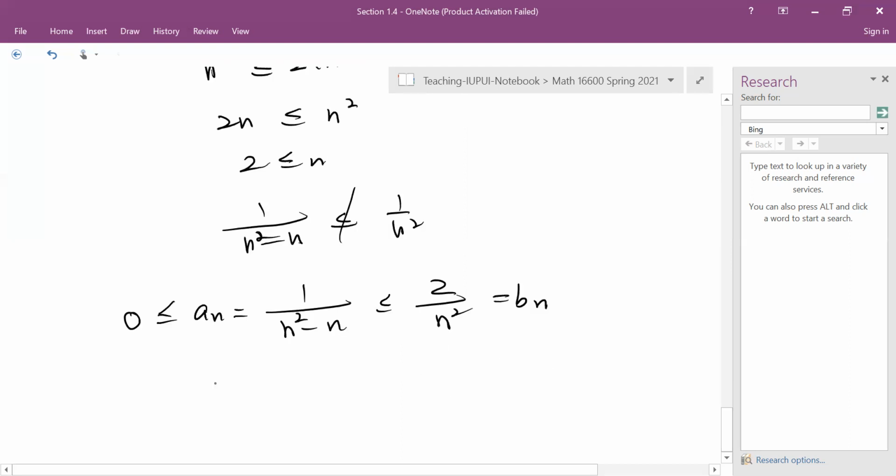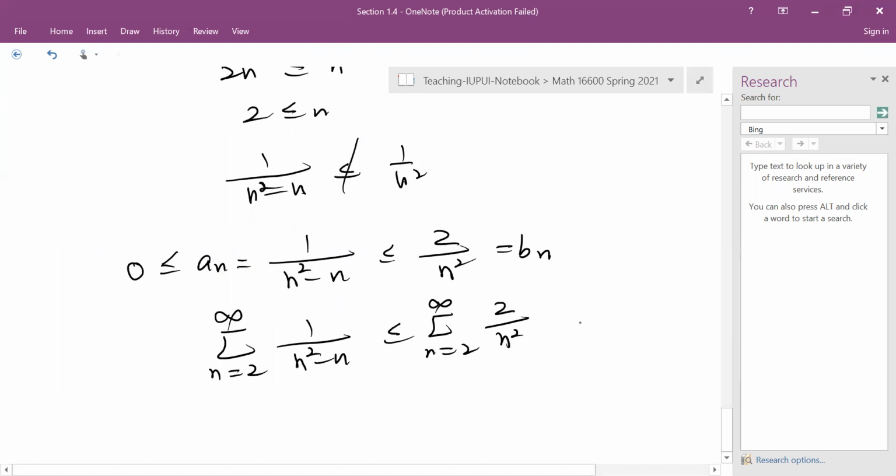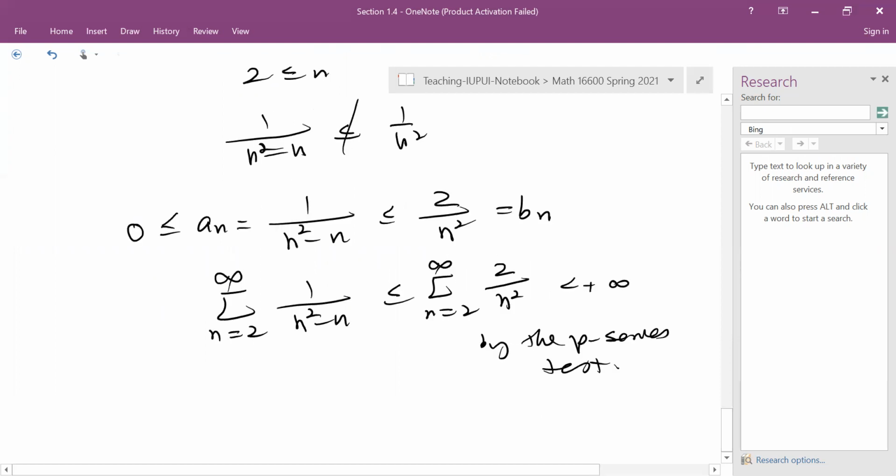Okay, then we have, right, it's less than or equal to, okay, and this is convergent because twice of the p-series is a p-series, so it's convergent by the p-series test. Okay, so then you conclude that it converges.